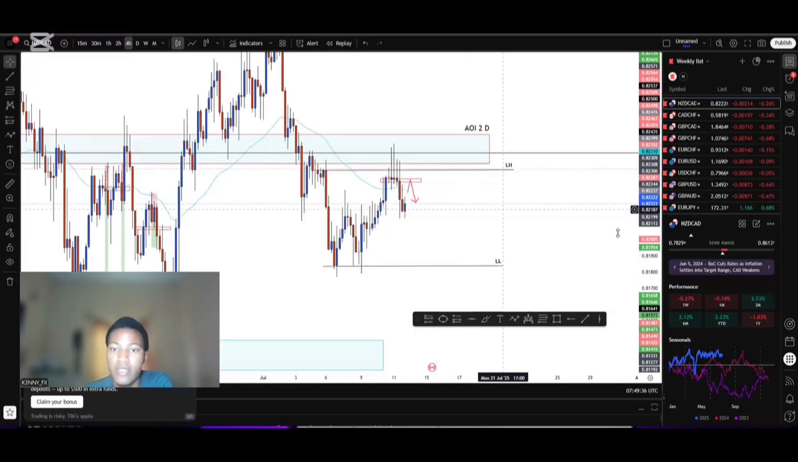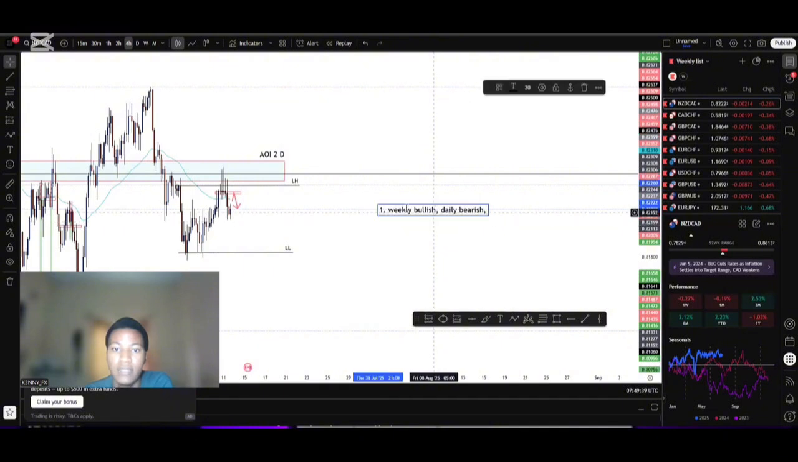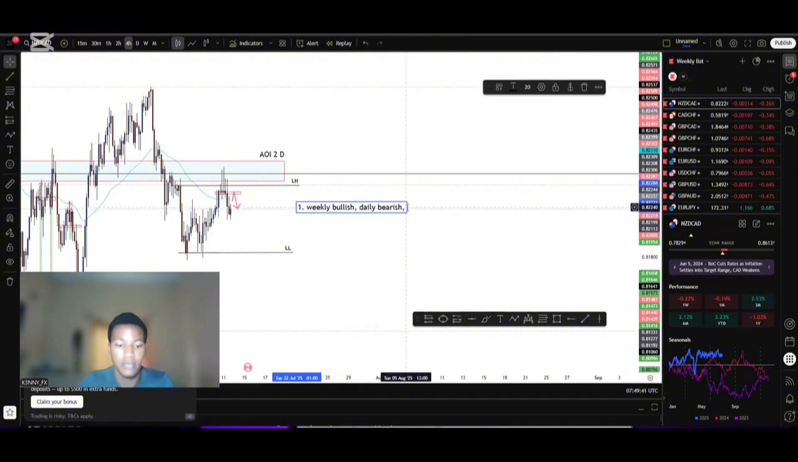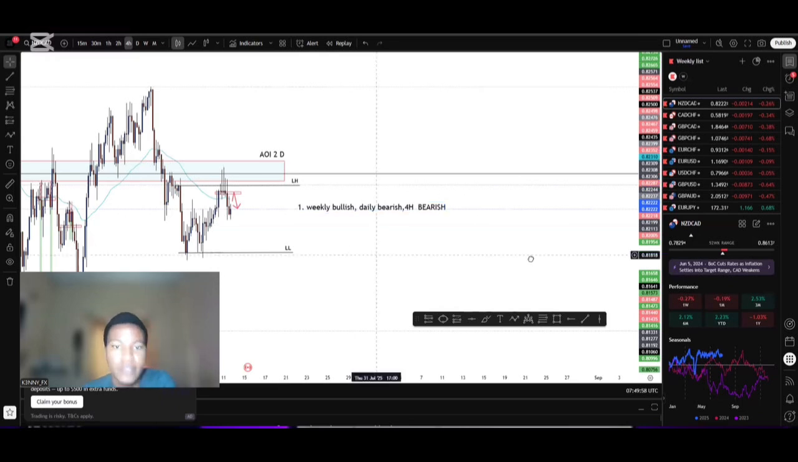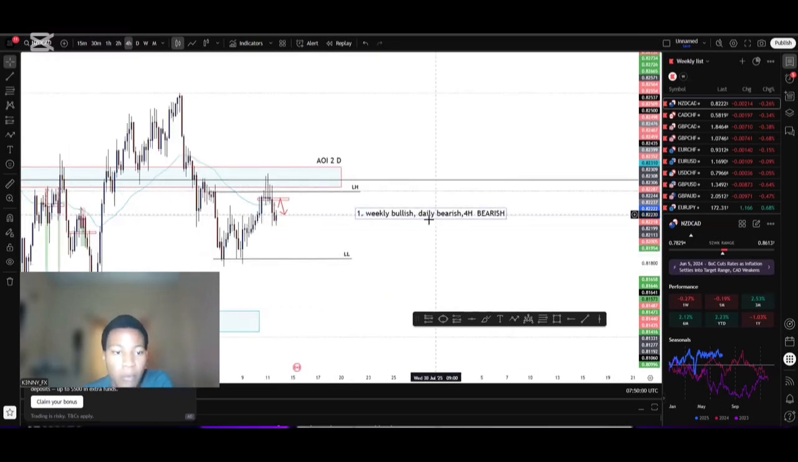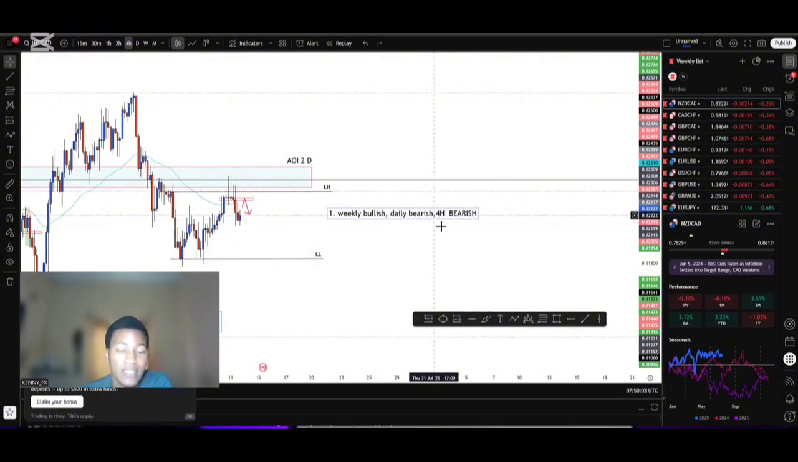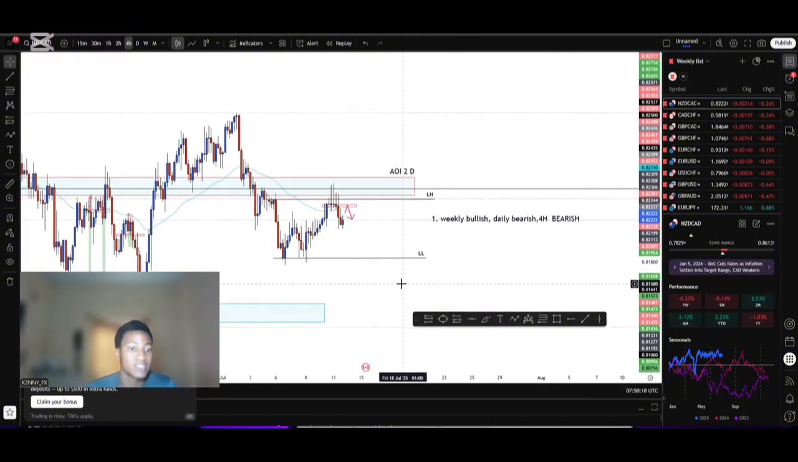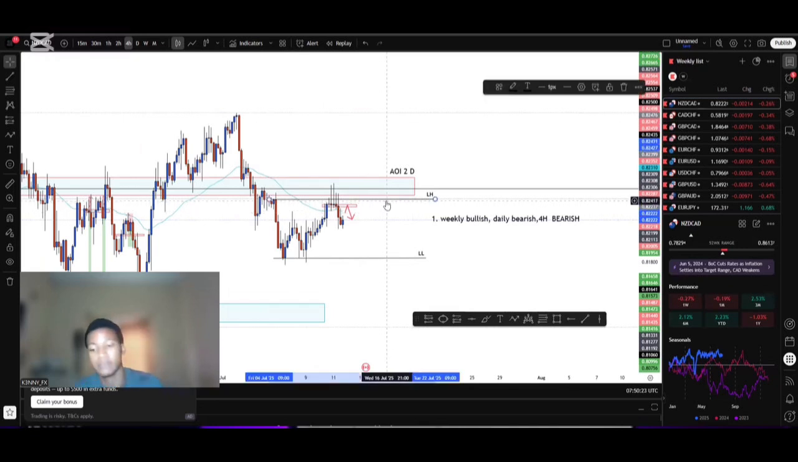You can still come here and type it and be like 4 hour bearish. So as you notice, more time frames are in sync. That is, the daily time frame is bearish, and the 4 hour time frame is bearish. We need a minimum of 2 time frames in sync to take a trade. So the immediate trend is trending to the downside, so we are looking for sells, basically.